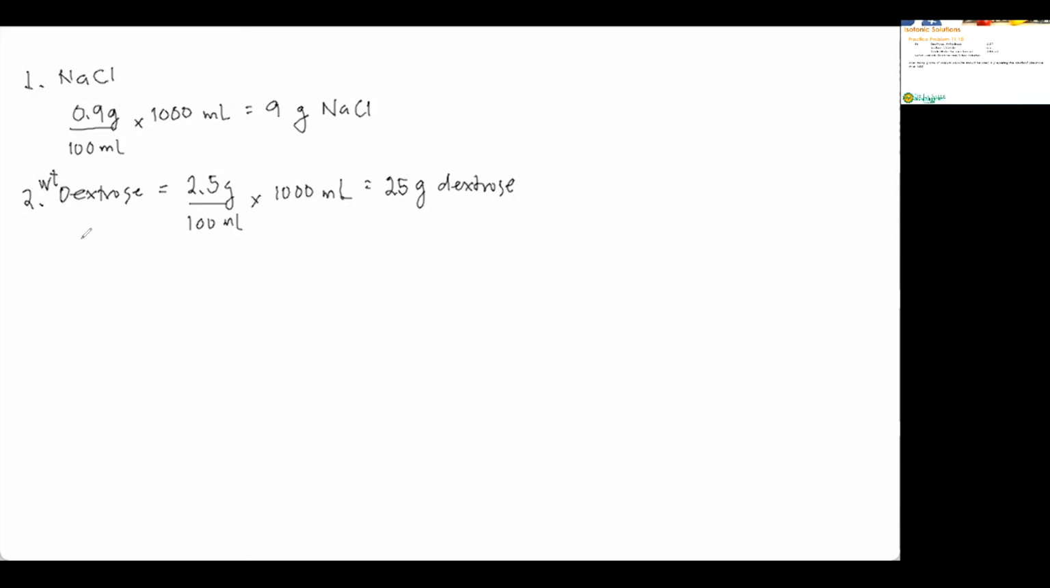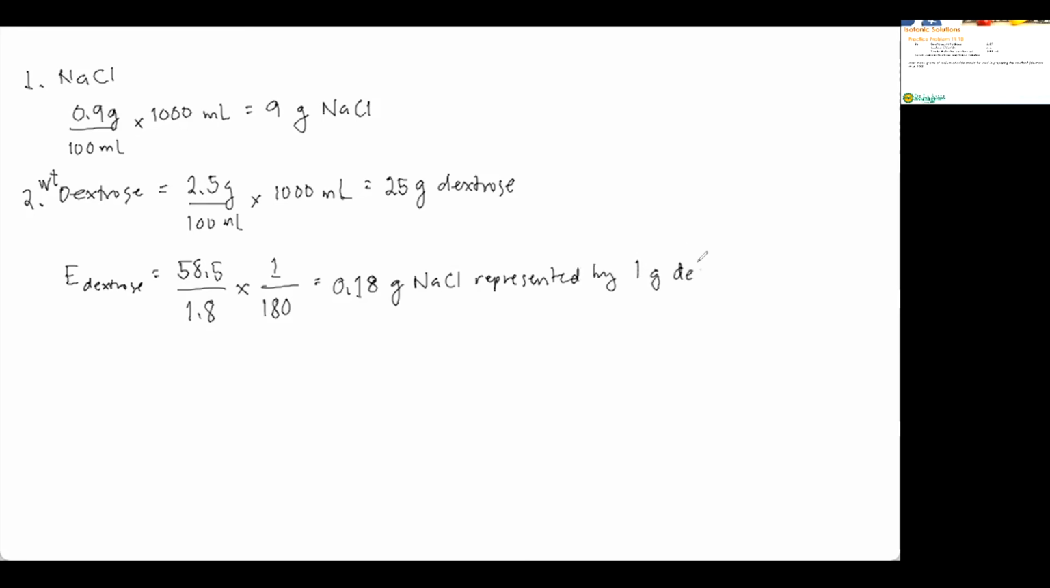Now, given that we also don't have the E value for dextrose, we need to determine the E value of dextrose, or the quantity of sodium chloride that is represented by 1 gram of dextrose. So we use the formula that we used before, 58.5, which is the molecular weight of sodium chloride, divided by the I value of sodium chloride times the I value of dextrose, which is 1, being a non-electrolyte, divided by the molecular weight of dextrose, which is 108. So the E value of dextrose is equal to 0.18. Remember that this is gram of sodium chloride represented by 1 gram of dextrose.